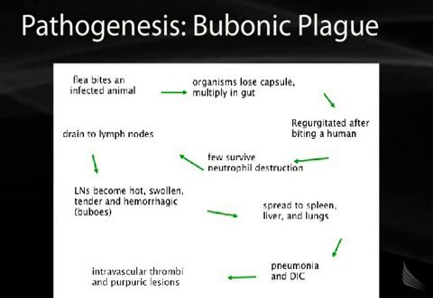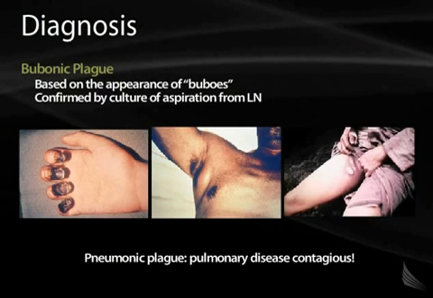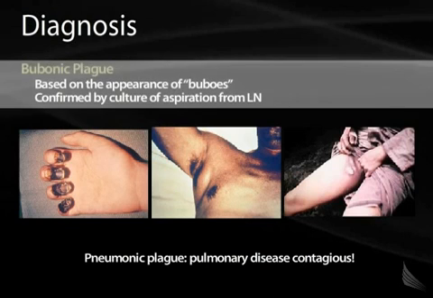It's a hot, tender, swollen, hemorrhagic lymph node. Then it spreads to the spleen, liver, and lungs. You get systemic spread, so you have pneumonia and DIC, intravascular thrombi, and purpuric lesions, often followed by shock and death. Diagnosis of bubonic plague is based on the clinical appearance of buboes. You'll have thick, swollen, tender nodes, and you can aspirate fluid from them and culture it.